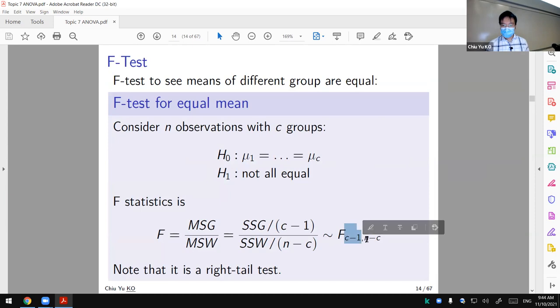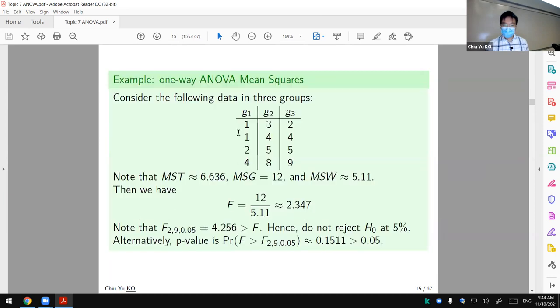C minus one is the number of groups minus one, so three groups minus one. And this is N minus C. N is 4 times 3, which is 12. 12 minus 3 is 9, right?